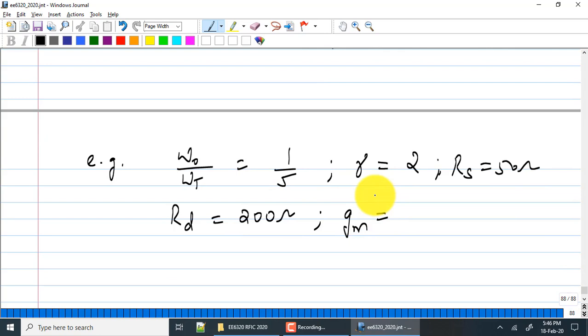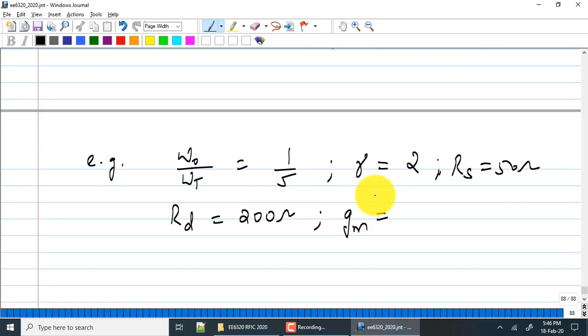So first of all, the final parameter left is GM. What do you assume for GM? And how does it affect your circuit? Does it affect the overall transconductance?